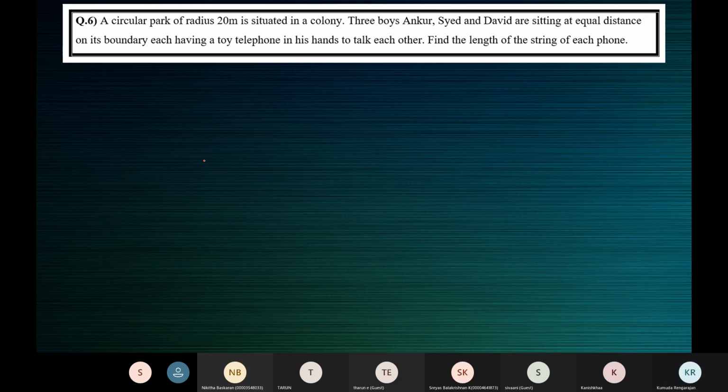All right. Let's see the next one. A circular park of radius 20 meters is situated in a colony. Three boys, there it was three girls, so here three boys, Ankur, Syed and David, are sitting at equal distance on its boundary, each having a toy telephone in his hand to talk to each other. Find the length of the string of each phone.